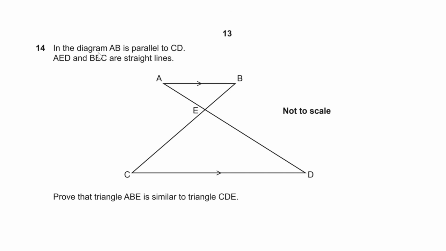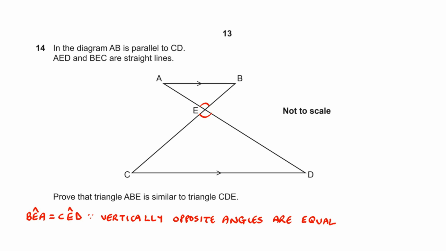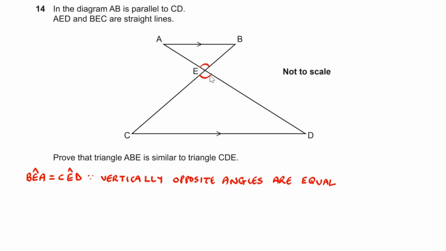Question number 14. In the diagram, AB is parallel to CD, and AED and BEC are straight lines. We have to prove that triangle ABE is similar to the triangle CDE. Well, first of all, the angle BEA, that's this angle here, is equal to the angle CED, this angle here. So we've got this angle equaling this angle, and that's because vertically opposite angles are equal.